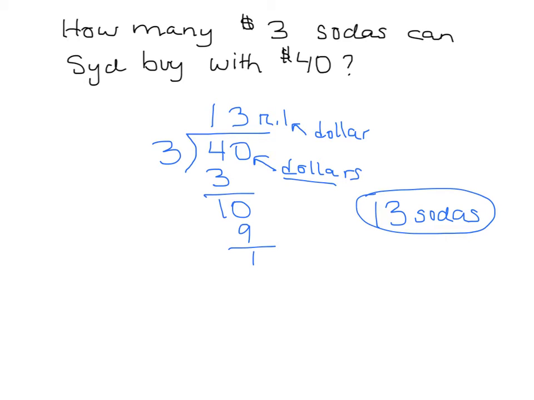You can always go back and check your work. So let's see. If Sid buys 13 sodas for $3 each, that's going to equal $39, which is great because Sid has $40. Let's say it's 14 sodas at $3 each, which equals $42. Sid doesn't have $42, so it needs to be 13.